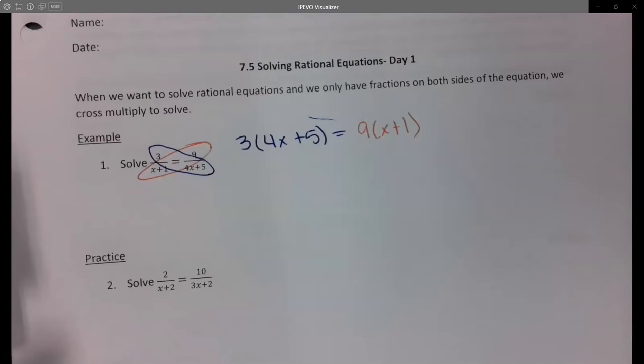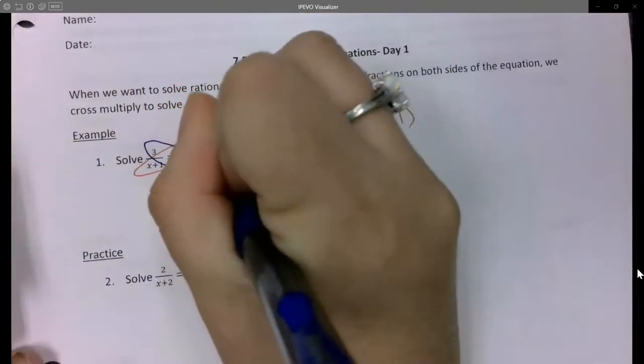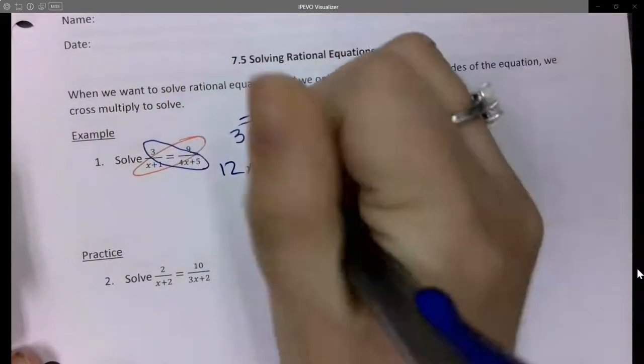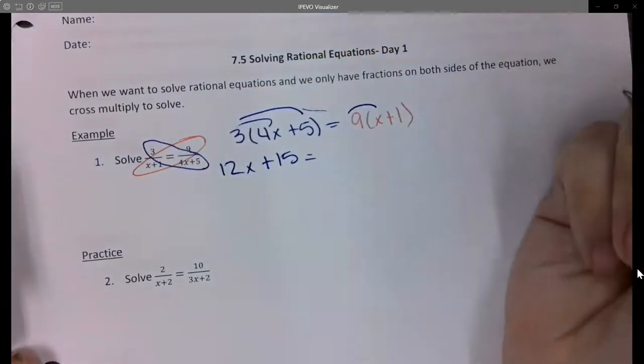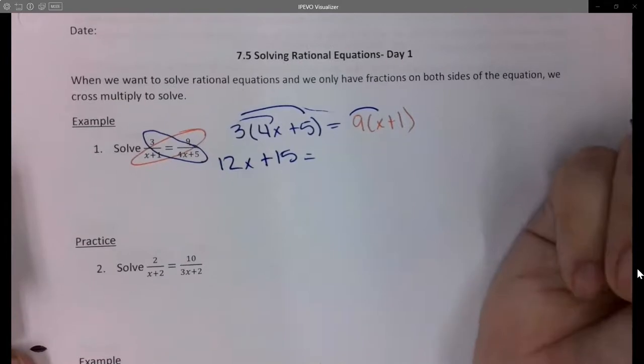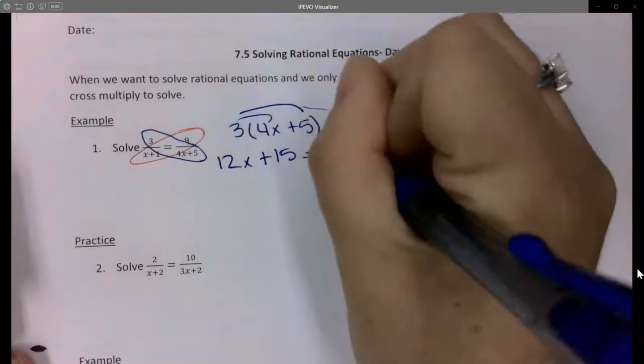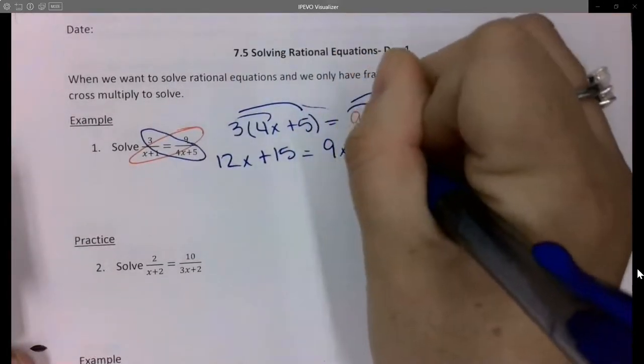Okay, then I want to actually go ahead and distribute out. So 3 times 4x gets me 12x. 3 times 5 gets me 15. On the right side, I have 9 times x, which is going to get me 9x. 9 times 1 gets me 9.